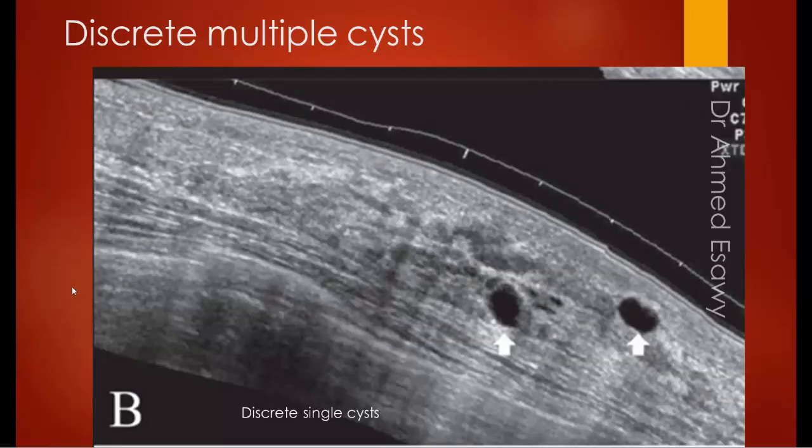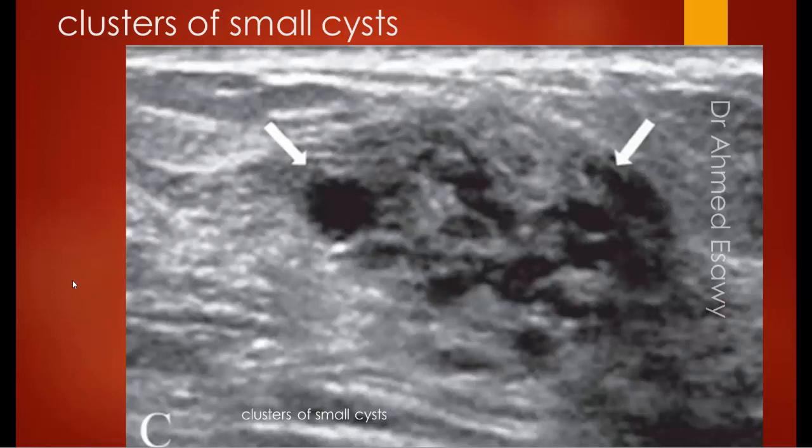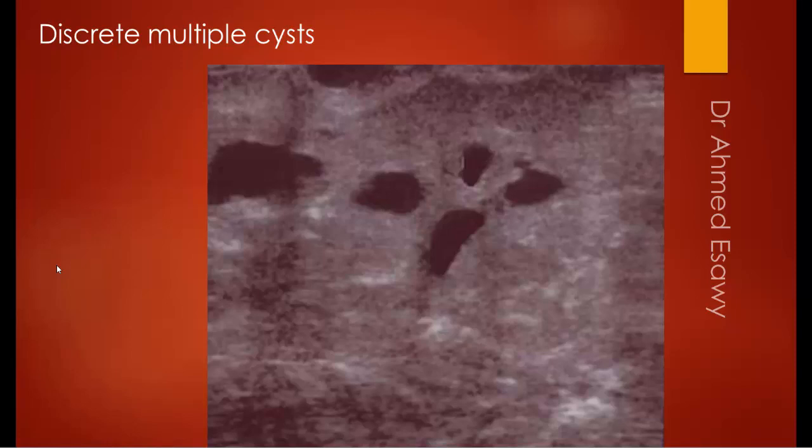Cysts. Cysts may be clustered or non-clustered, multiple cysts. Cysts may vary from microcysts to a large 5 cm cyst. This is multiple cysts seen in the breast parenchyma, fibrocystic change. Clusters of small cysts, multiple cysts clustered in an area, different in size and shape. Multiple cysts, not clustered, present away from each other.